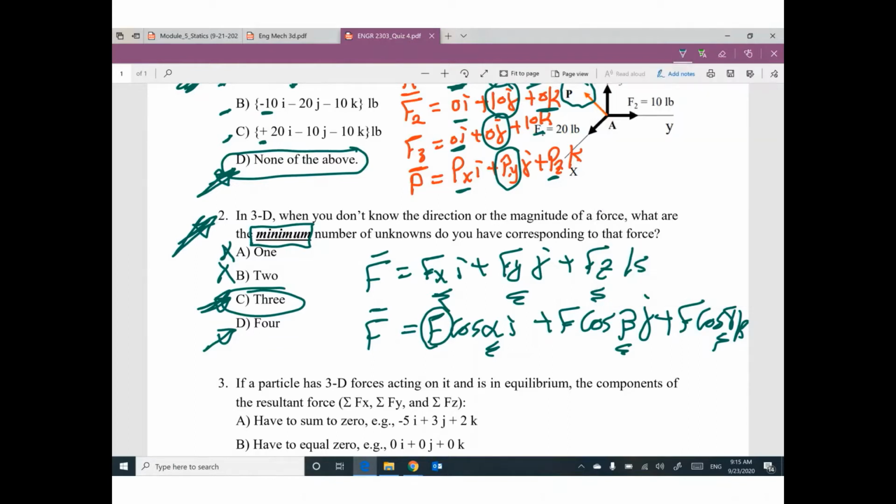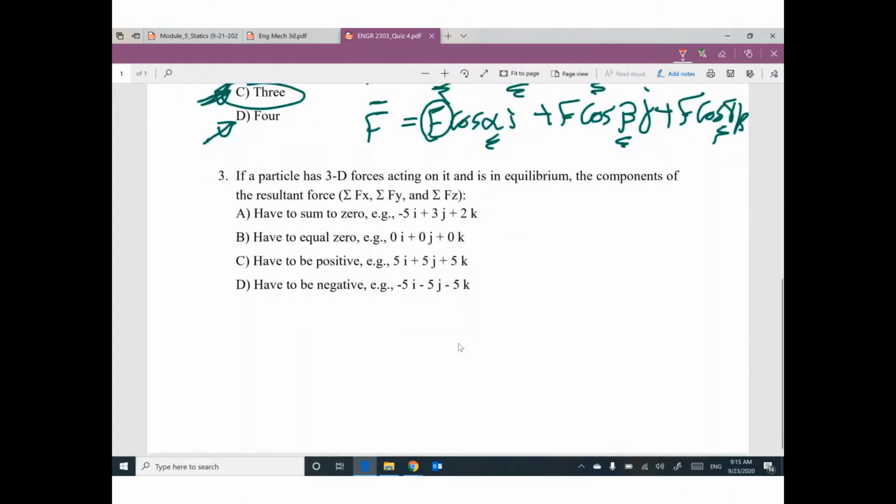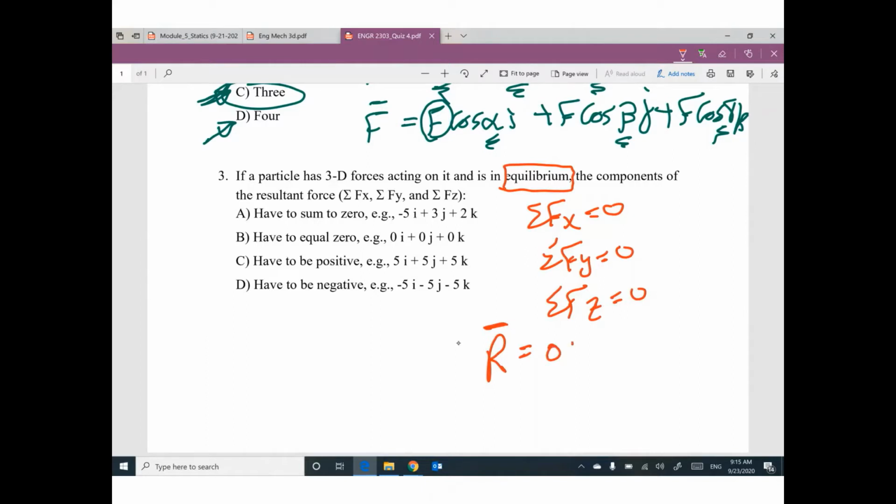The last one, I told you if we have a system of forces in equilibrium, that means summation of all X component equals 0, summation of all Y component equals 0, summation of all Z component equals 0. That means your resultant force as a vector will be 0 I, 0 J, and 0 K. If your forces are in equilibrium, that means summation of all X component equals 0, summation of all Y component equals 0, summation of all Z component equals 0. That means your resultant looks like this. So which answer? Number B.